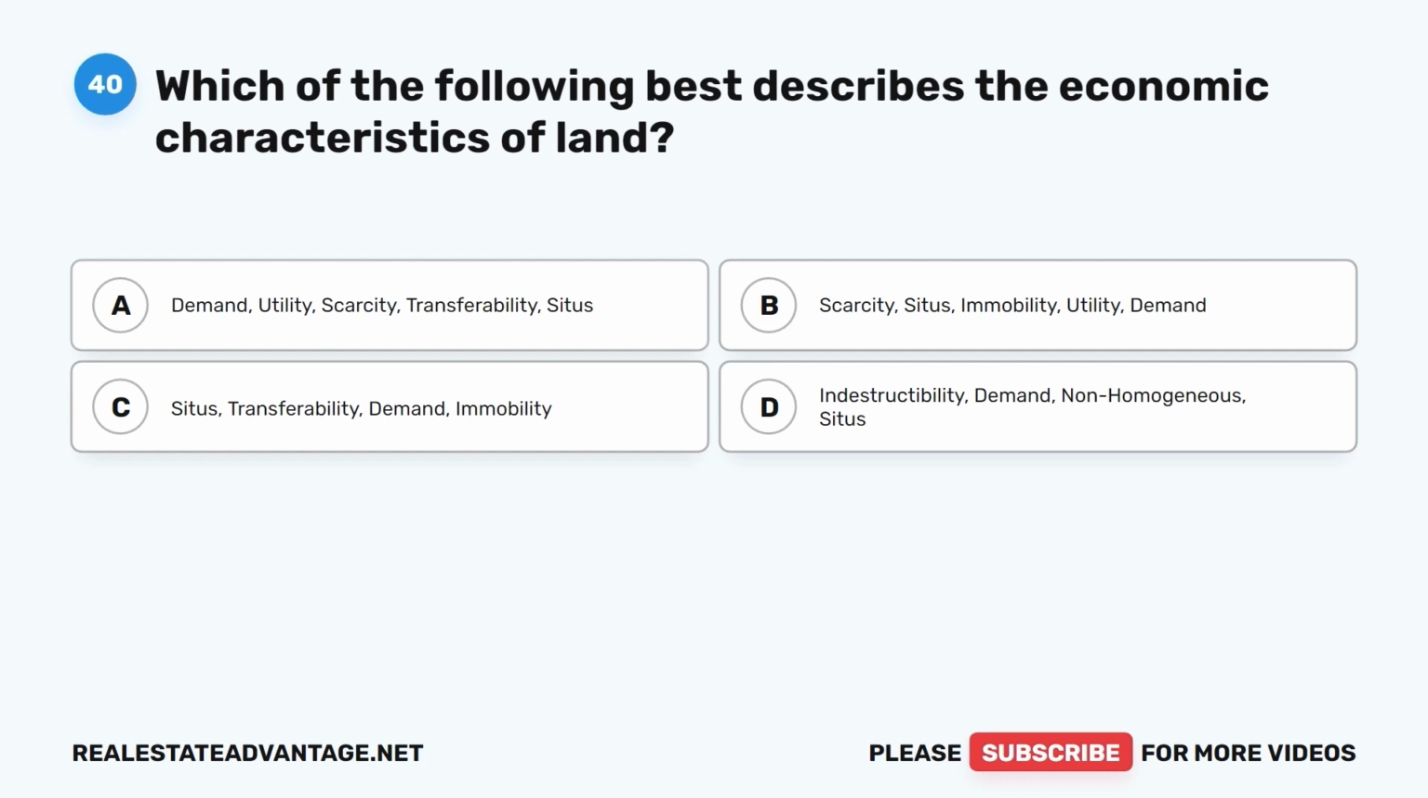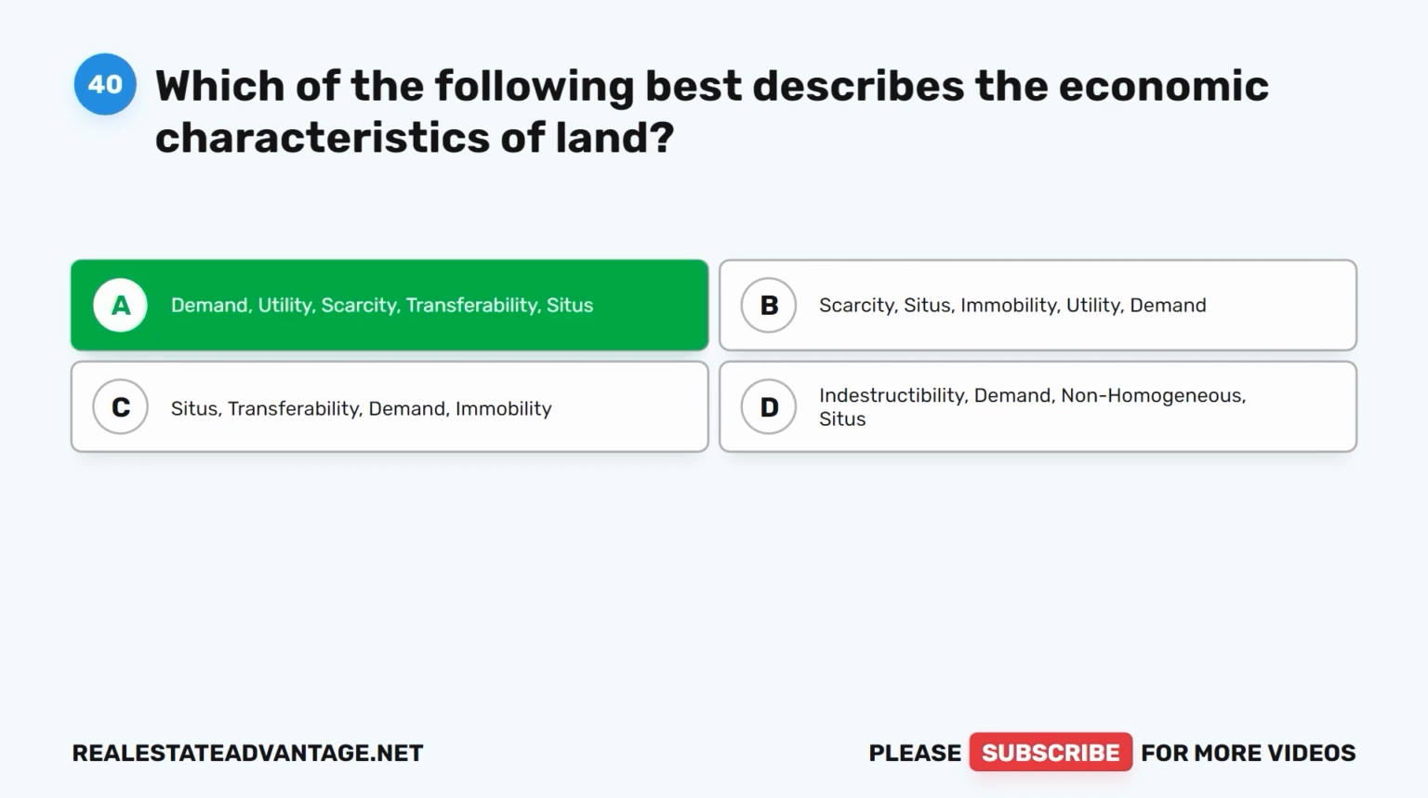Question 40. Which of the following best describes the economic characteristics of land? A. Demand, utility, scarcity, transferability, situs. B. Scarcity, situs, immobility, utility, demand. C. Situs, transferability, demand, immobility. D. Indestructibility, demand, non-homogeneous, situs. The correct answer is A. Demand, utility, scarcity, transferability, situs.